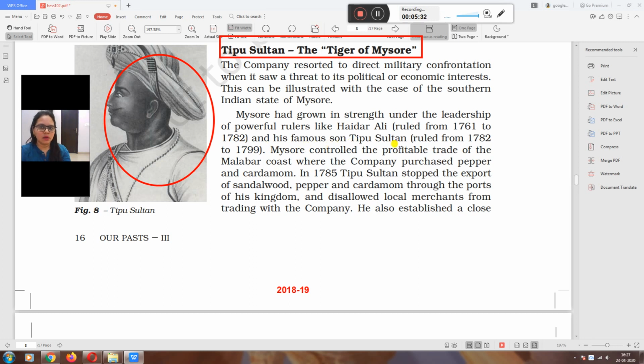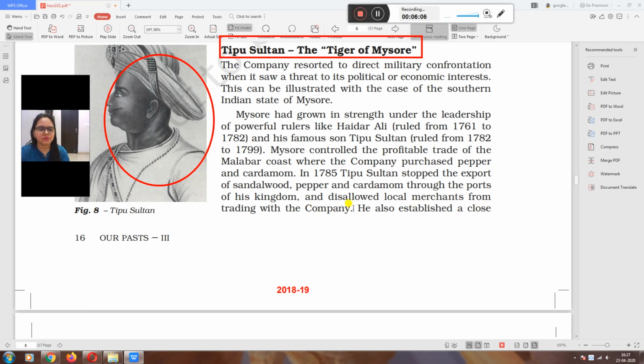Who was the father of Tipu Sultan? Hyder Ali, who ruled from 1782 to 1799. Mysore controlled the profitable trade of the Malabar coast, where the company purchased pepper and cardamom. These are the spices. In 1785, Tipu Sultan stopped the export of sandalwood, pepper and cardamom through the ports of his kingdom and disallowed local merchants from trading with the company.